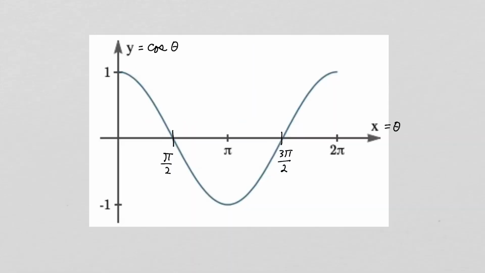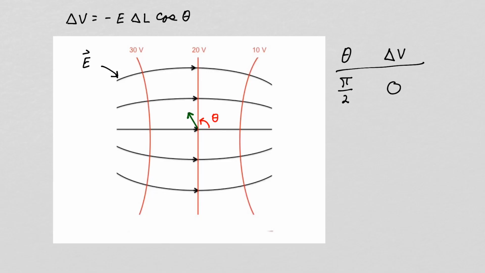Here's a plot of cosine of theta versus theta. The cosine function varies between 1 and minus 1. As theta becomes greater than pi over 2 radians, the cosine function becomes negative, reaching a value of minus 1 at pi radians, 180 degrees. As I rotate the voltage probe, the angle gets greater than pi over 2, and the cosine function becomes negative. So the voltage drop across the probe becomes positive.